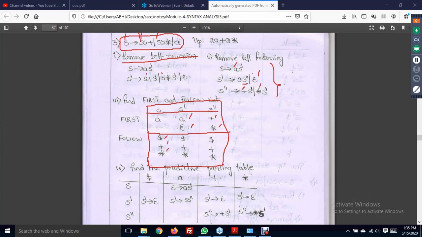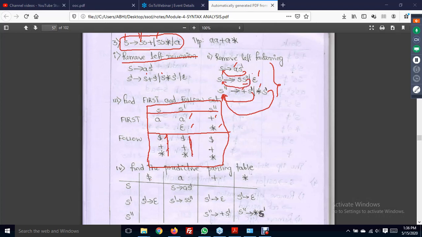Dollar is because it is a starting production. The next thing is, do I have any other S anywhere? No. Next is S'. Do I have S' anywhere? Yes, S' is here. Follow of S' is follow of S itself. So copy the same contents here. The next thing is, do I have S' anywhere? Yes, S' is here. Follow of S' is again S''. So S' should have whatever is there in S''. Next thing is follow of S'', which is follow of S' itself.